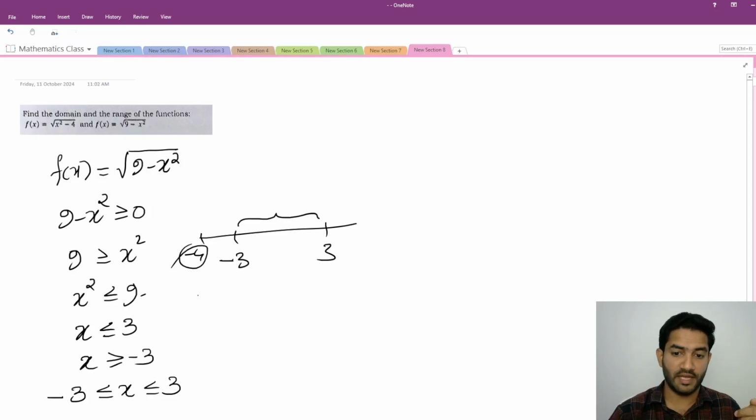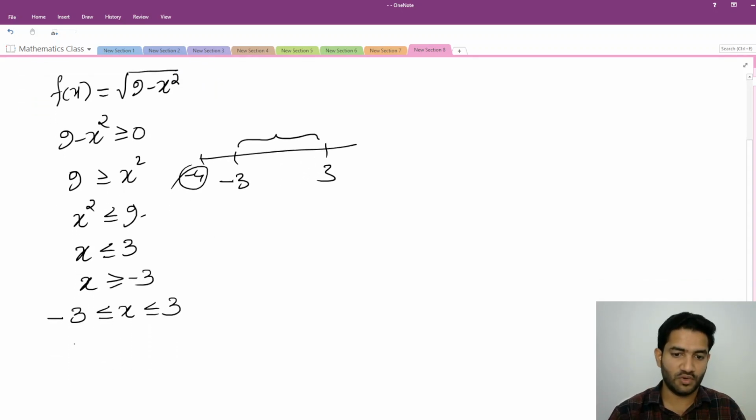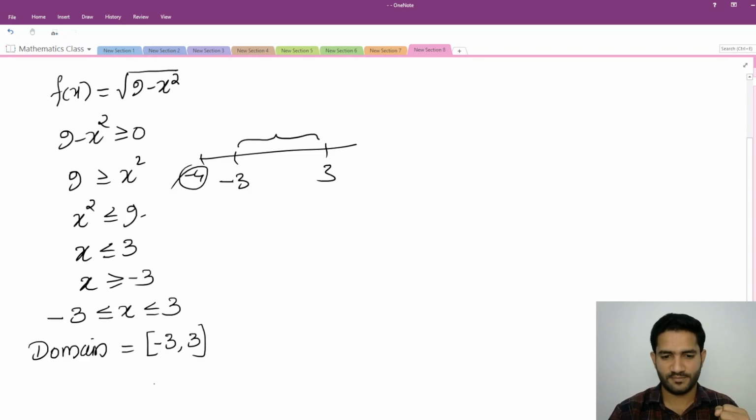So this is the domain. This is an inequality, so we can use the interval. Domain is equal to, we want to use closed brackets because -3 and 3 are included. But then we can find the range. Range means values of y. So here -3 and 3.